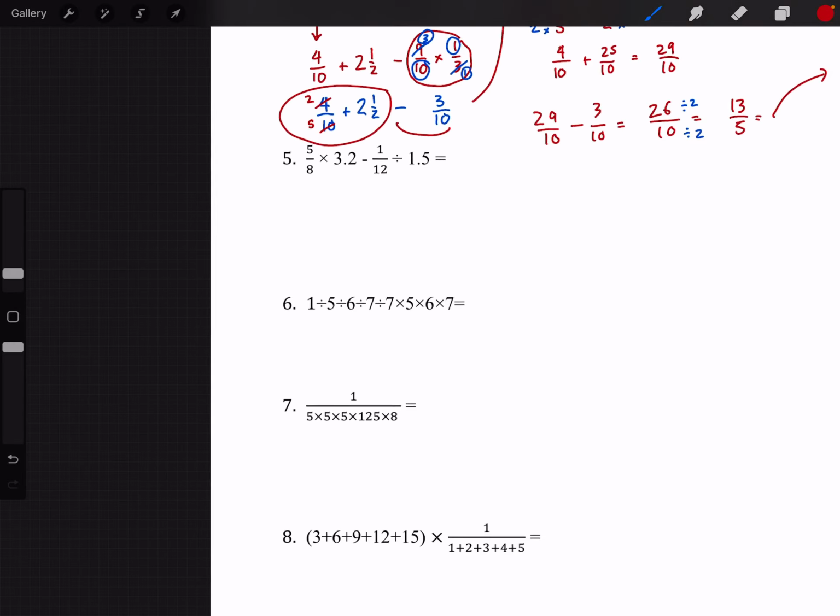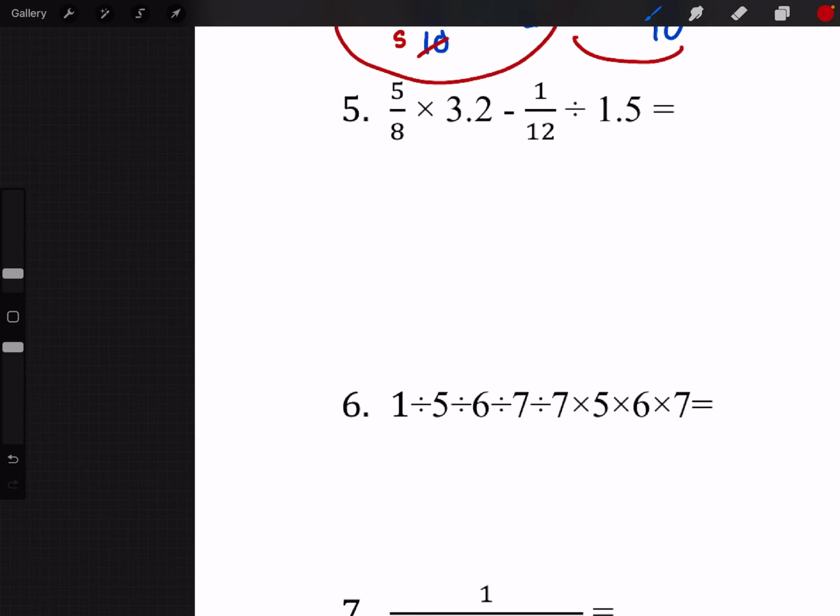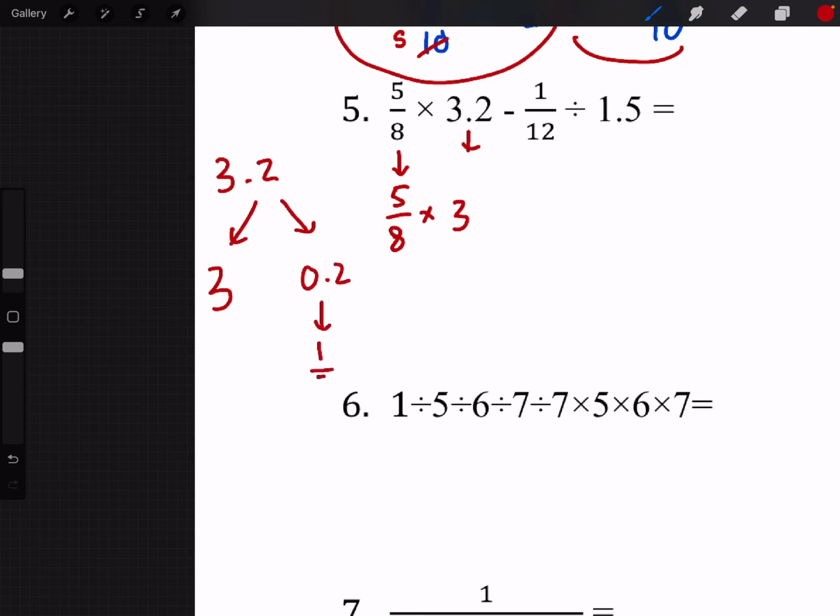Cool. So next one, the same thing. First, we change everything into fractions. This one's already a fraction, which is 5 over 8. Now change this one to a fraction. This is 3.2. Actually, let me just rewrite this. So 3.2 is made up of the number 3 and the number 0.2. 3 is just 3. 0.2 can be written as 1/5.